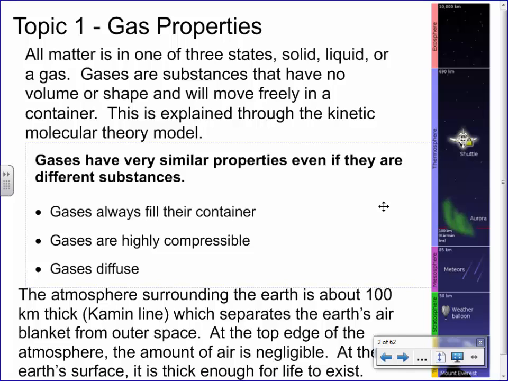Humans take in oxygen and output carbon dioxide. Plants take in carbon dioxide and output oxygen through what process? Yeah, photosynthesis. You guys know this? So basically, we undergo cellular respiration where we use our oxygen to create glucose, make carbon dioxide, and then the plants do the opposite process.